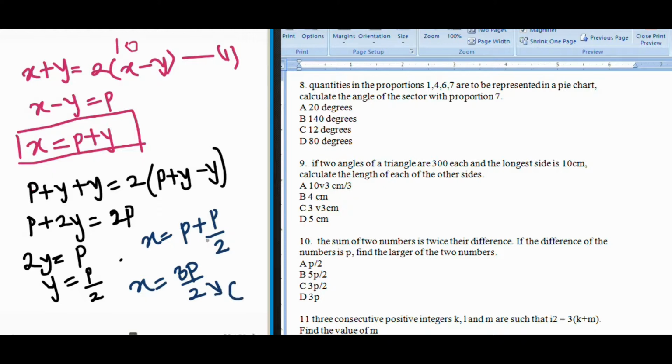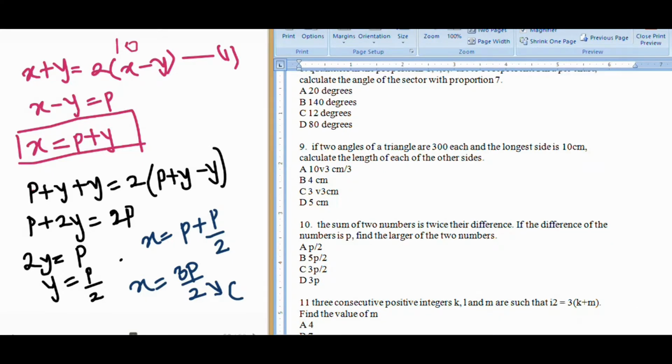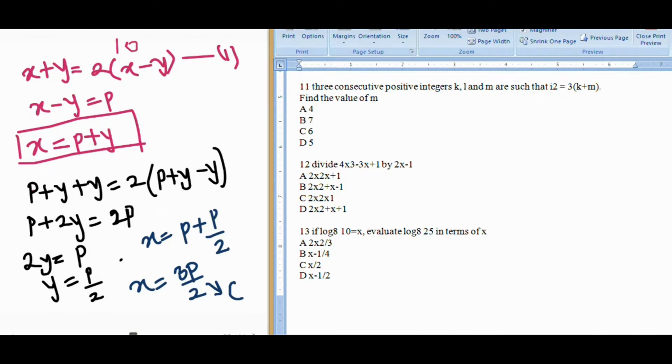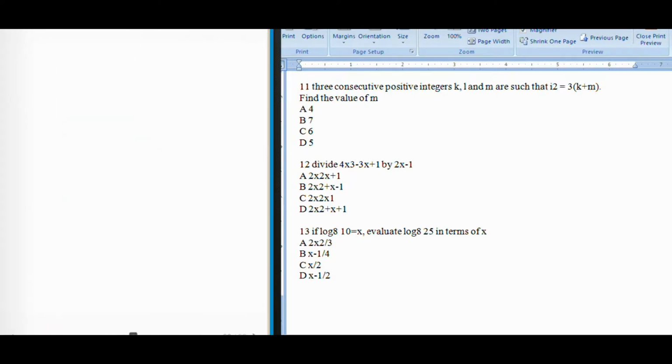The next question is, 3 consecutive positive integers K, I, and M are such that I square is equal to 3 into K plus M. Find the value of M.